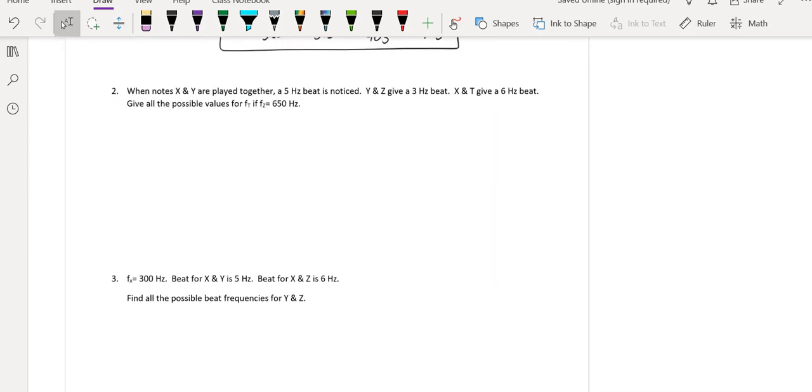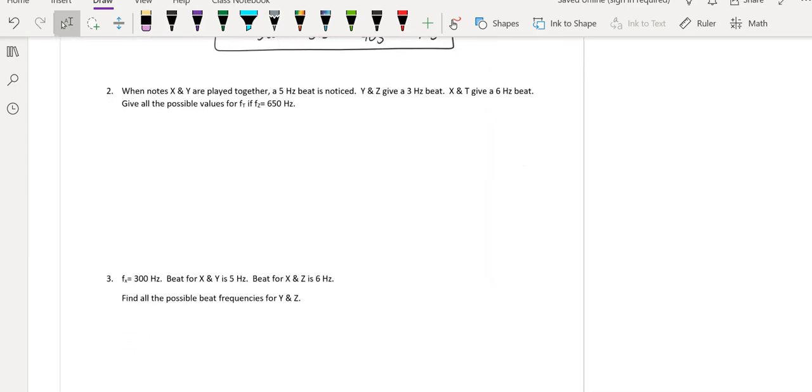In number 2, we have X and Y are played together. We get 5 hertz beat. Y and Z give you 3 hertz. X and T give you 6, and Z is 650. So this is just going to have more layers to this. We have Z is going to be 650 hertz, and then Y and Z are played together, and you get 3.